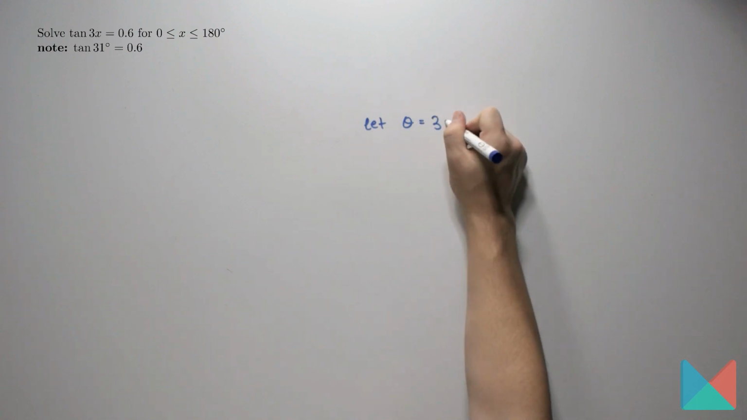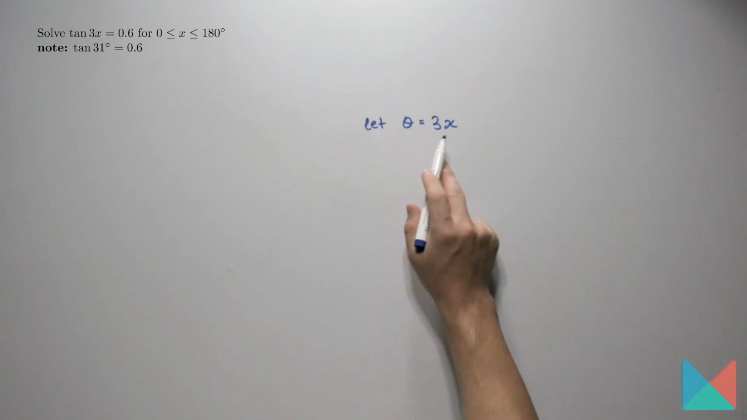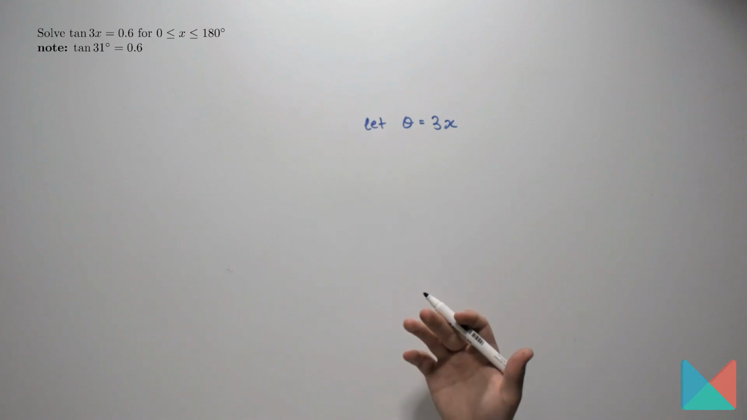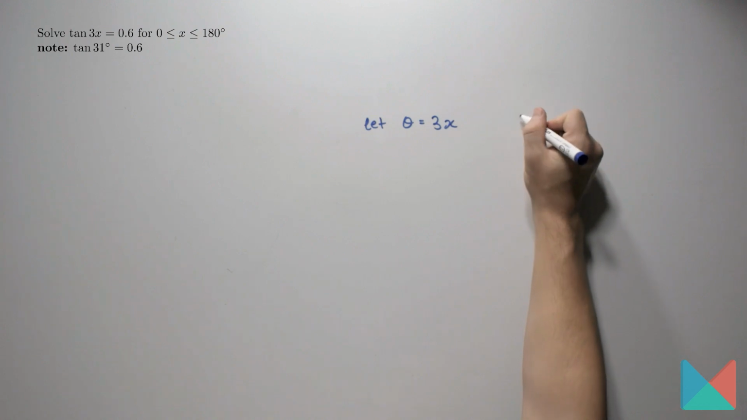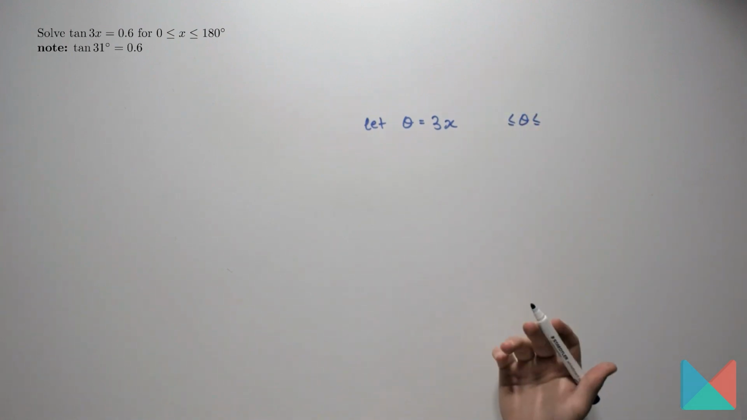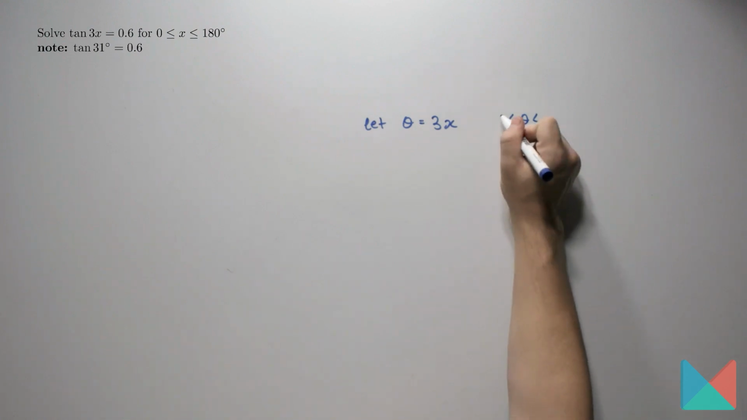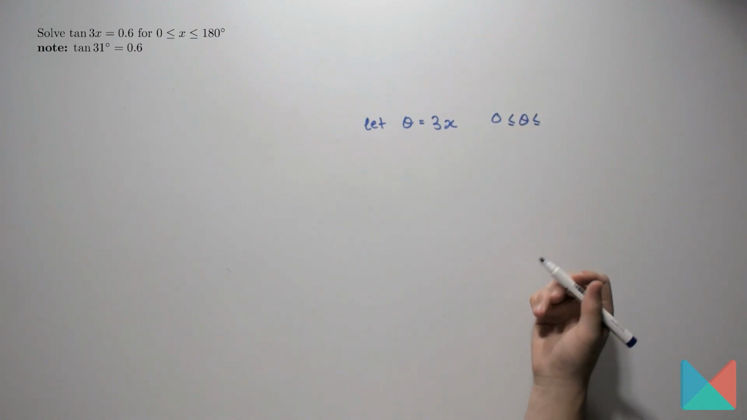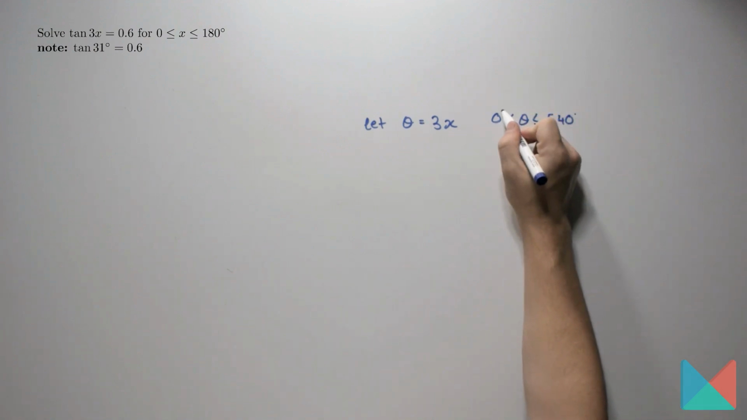And the angle in this case is 3x. And now that we've made a dummy variable, we have to change the domain of our question. And so if theta is 3 times x, then the domain of theta must be 3 times the domain of x. And if our domain for x is between 0 and 180 degrees, well, 0 times 3 is going to give us 0, and 180 degrees times 3 is going to get us to 540 degrees.